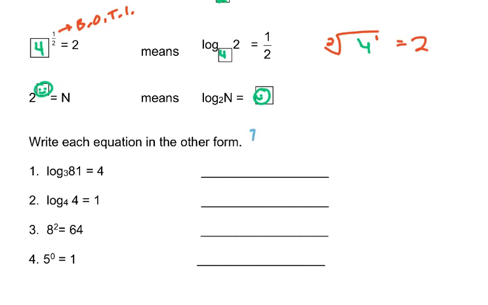So what I'd like you to do is to pause the video and try these practice problems. So you are rewriting the logs in exponential form and the exponentials in log form. Let's go ahead and pause the video and then we'll come back.